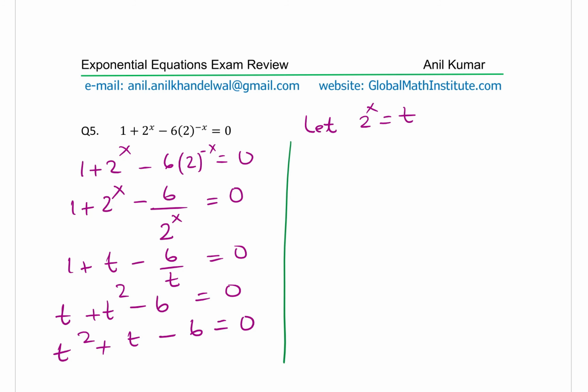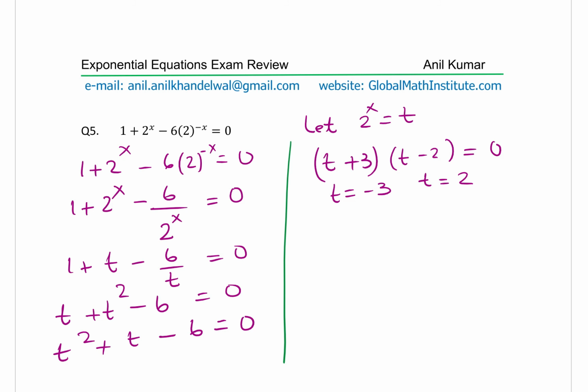So we could factor this as 3 times 2. So I could write this as t plus 3, bigger number is positive, t minus 2 equals 0. That gives us two solutions, t equals minus 3 and t equals 2, right? So I should have written 2 here. Okay. So t equals 2. So that becomes the solution.